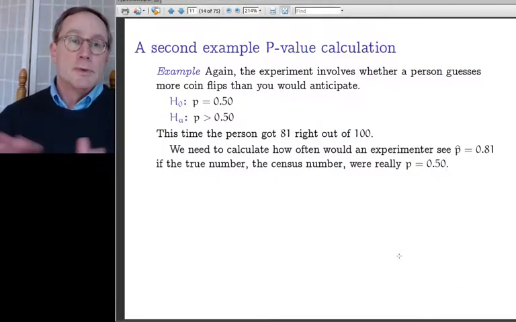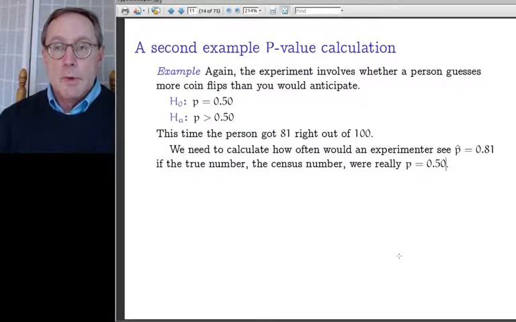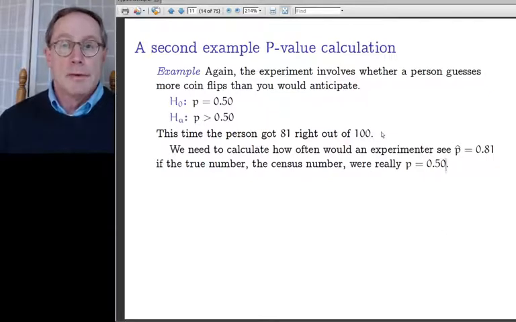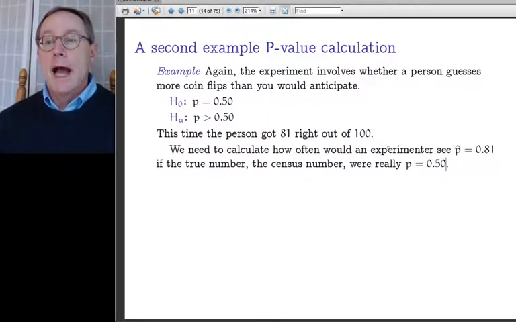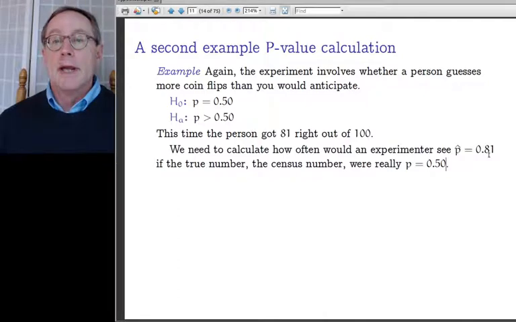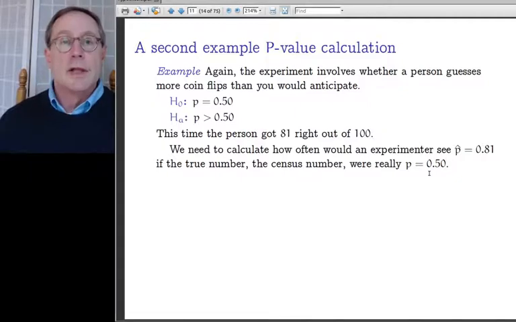Okay, one example is not enough, so let's do a second example. So this time we have a person who got 81 right out of 100, so it is really a far out p-hat. And we're going to calculate how often would you see a p-hat of 0.81 if the census number were really 0.50. Would that provide much stronger evidence than the 58 out of 100?